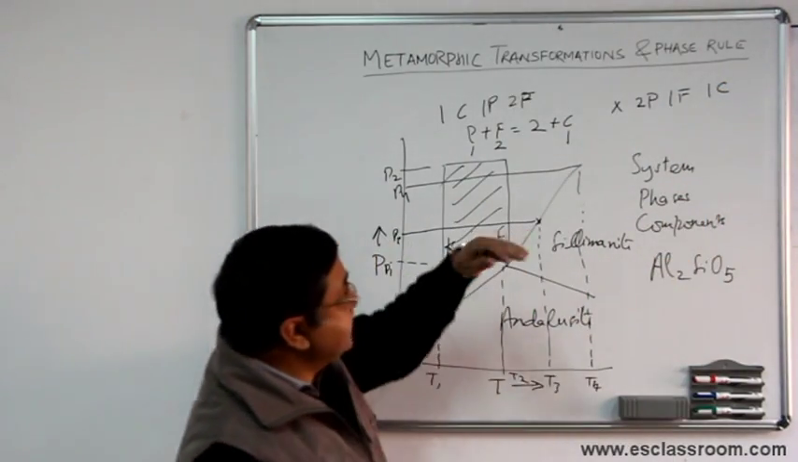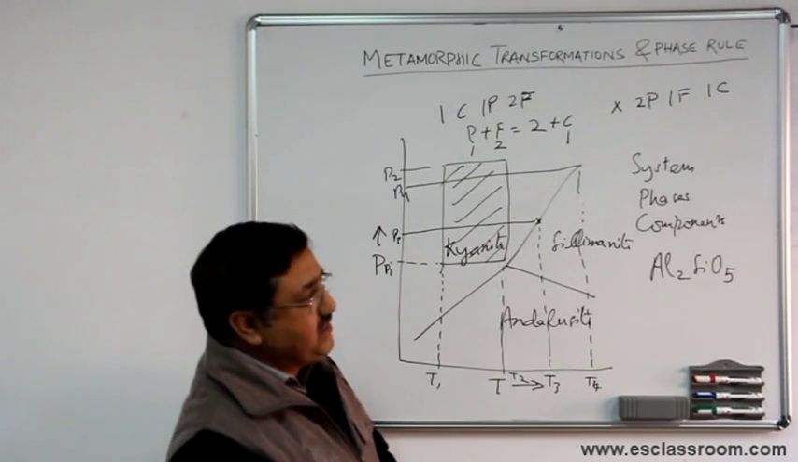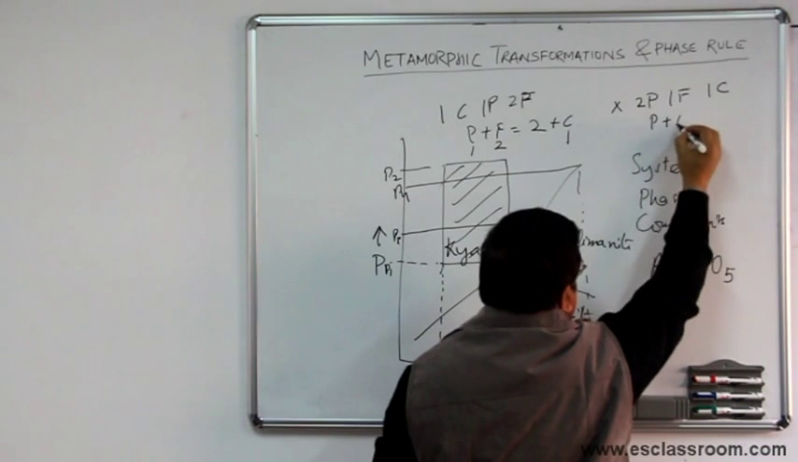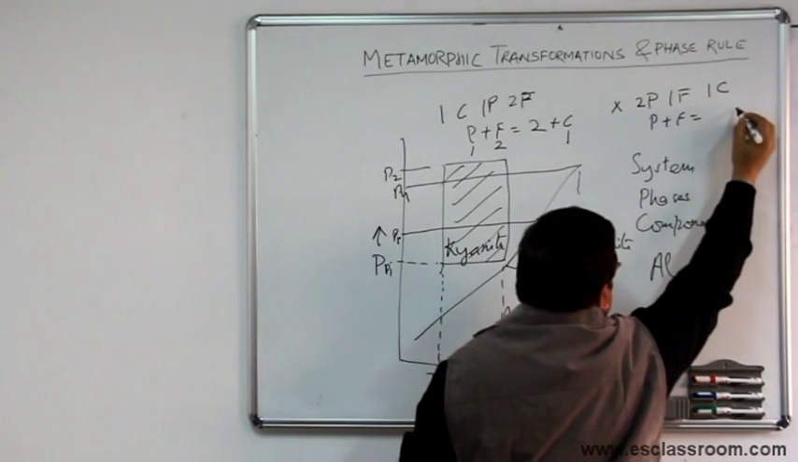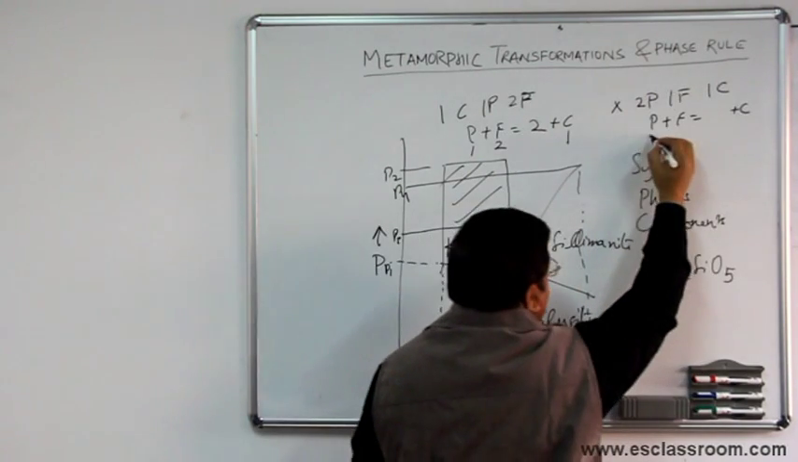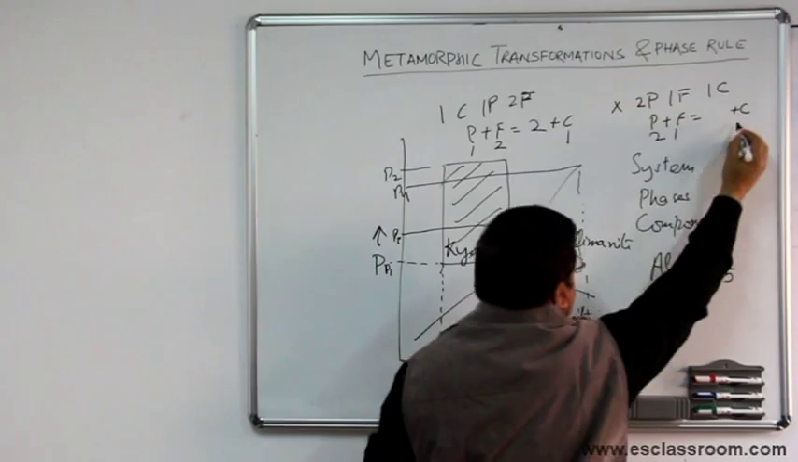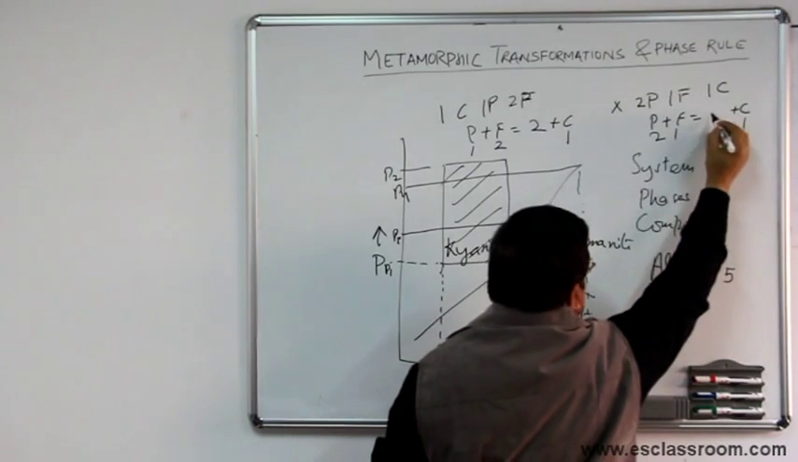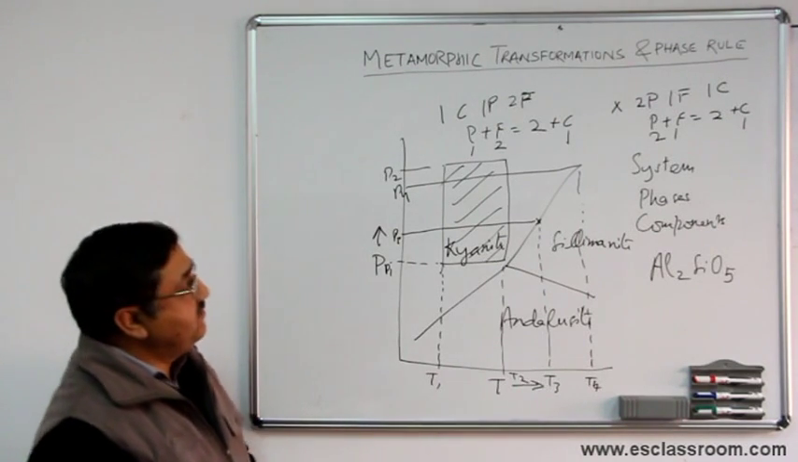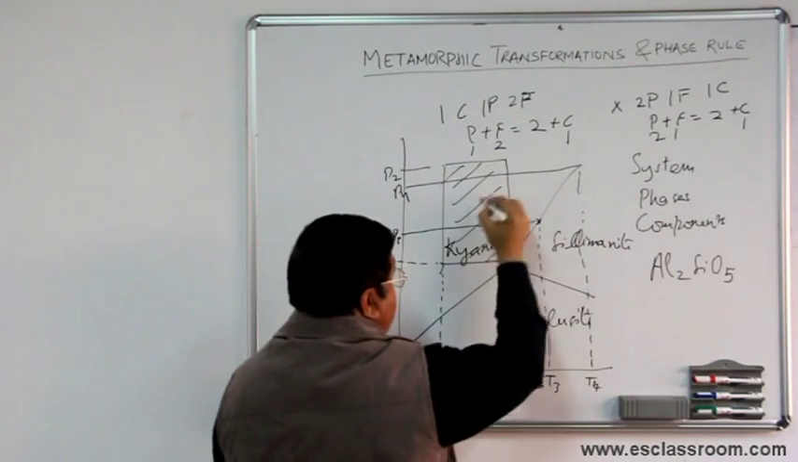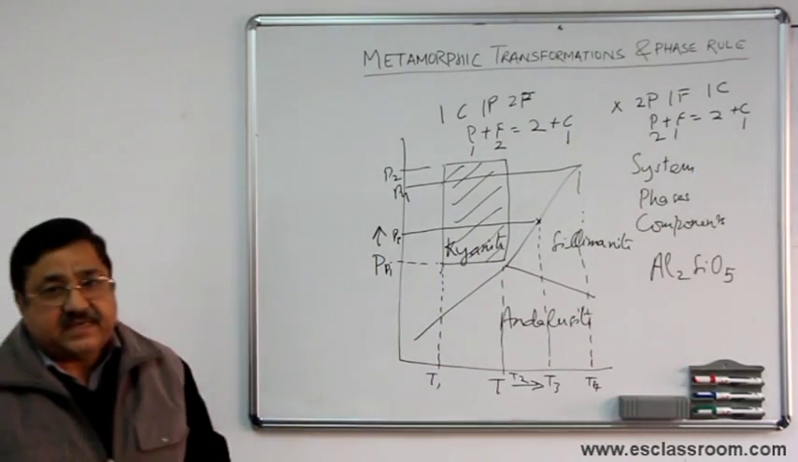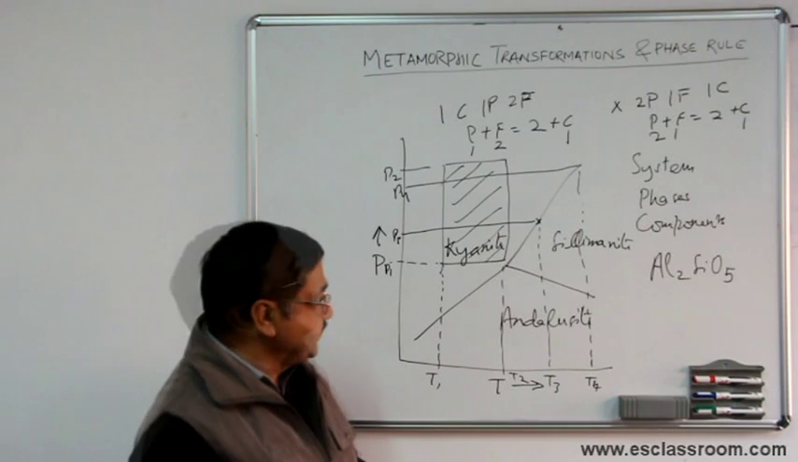Let us rewrite the situation at the cross in the form of a similar equation, that is P plus F is equal to C, and try to balance. We have 2 phases, 1 degree of freedom, 1 component. Again, as you see, to balance that we have to write 2. And if we compare the shaded area equation and this equation, we see that they are quite similar.